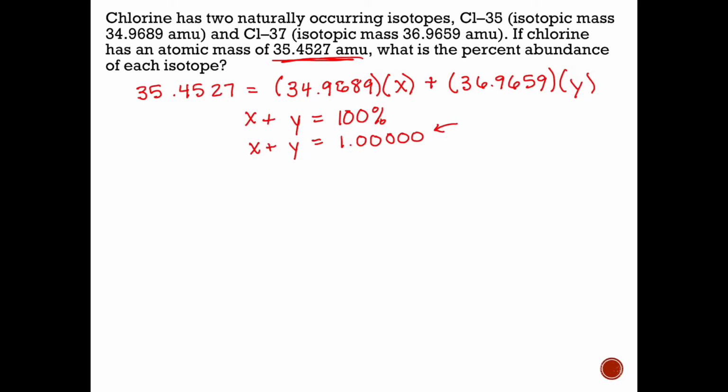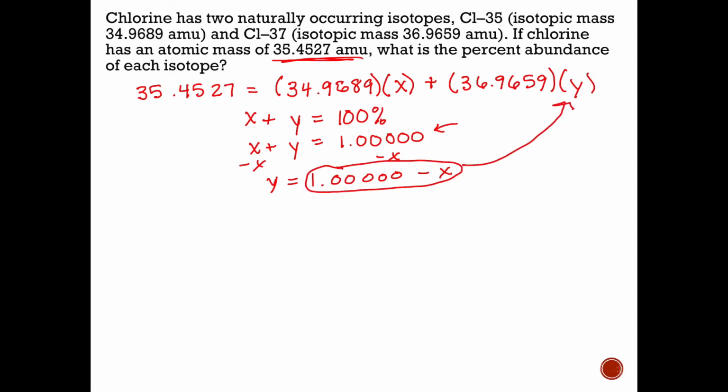Okay, so now thinking about this, we can rearrange this second equation here, this X plus Y equals 100%, and then we can plug it in to the initial equation. So let's say I'm going to solve for Y. So I'm going to subtract X from both sides, and I'm going to get that Y equals 1.00000 minus X. So now I can take this, and I can plug this in for Y, and then we're going to have an equation that only has one variable in it instead of 2.